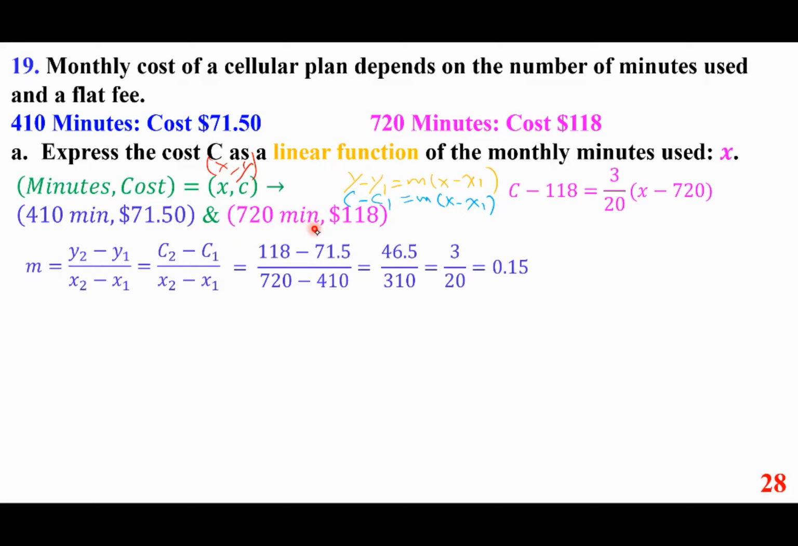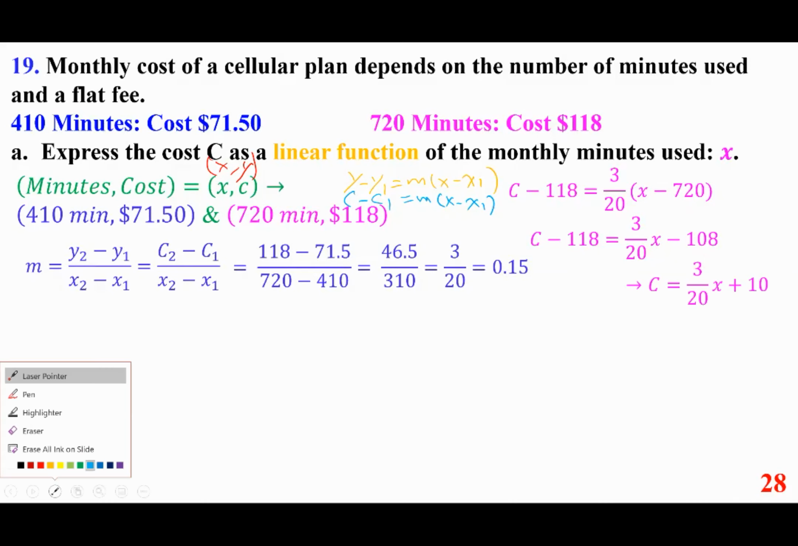And so on the right side, if you apply the 3 over 20 or 0.15, this is 0.15 times x or 3/20th of x. This one, since it's divisible by 20, you multiply it by 3 and you get minus 108. So we move the negative 118, becomes positive 118, and with that they add up to 10. So I want to make sure that we can see this is moving.